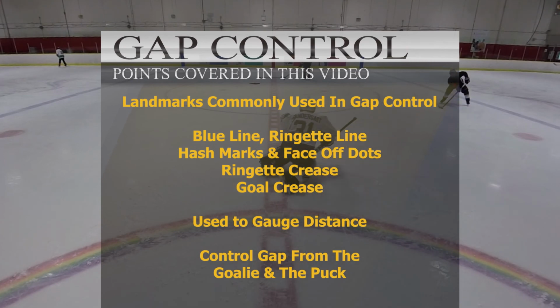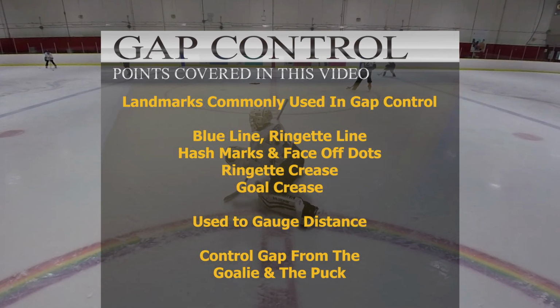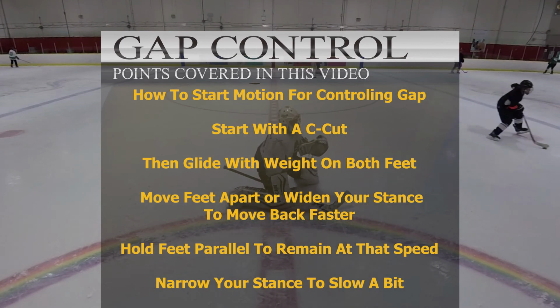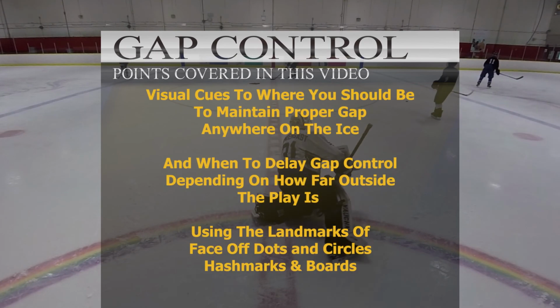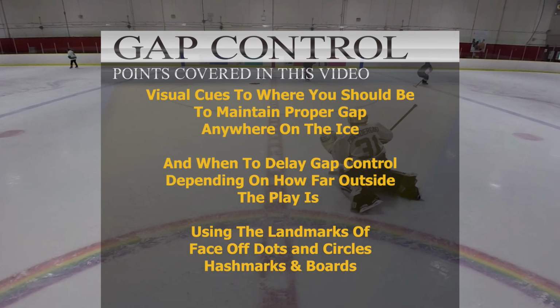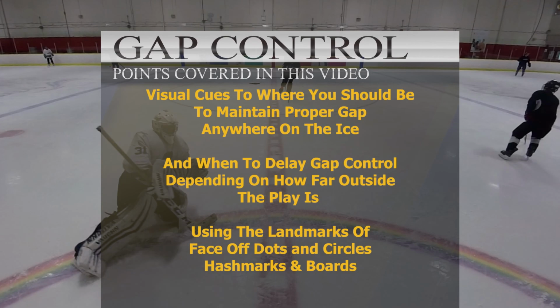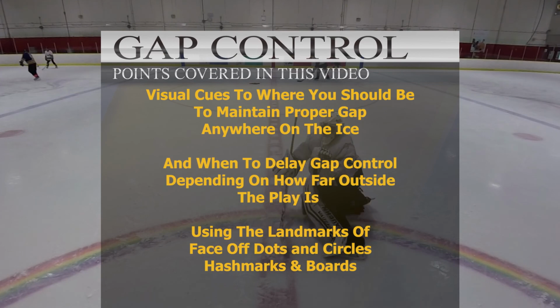So we have seen what landmarks are commonly used in our gap control: the ringette line, the hash marks, and the face-off dots. These marks are used to gauge distance on when to start moving and controlling the gap between the goalie and the puck. We also learned how to start to move with a C-cut and to maintain the best gap or control our movement speed by widening or narrowing our stance while moving as the puck gets closer to on top of us. We also have visual representation on how deep or shallow we want to be depending on the position of the puck on the ice, and when we should delay or push backwards depending on how far the puck in the play is to the boards.